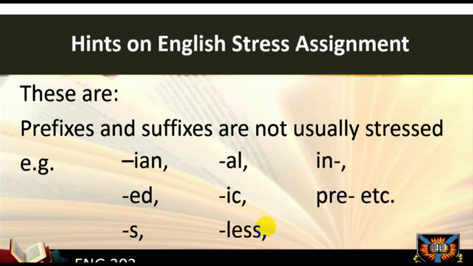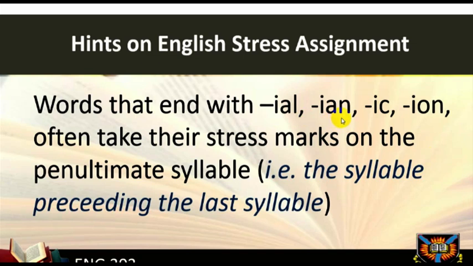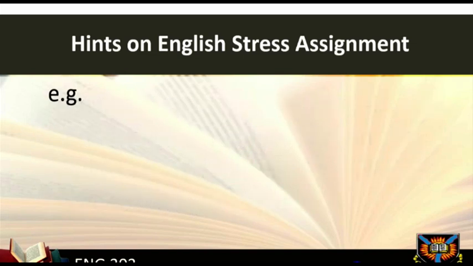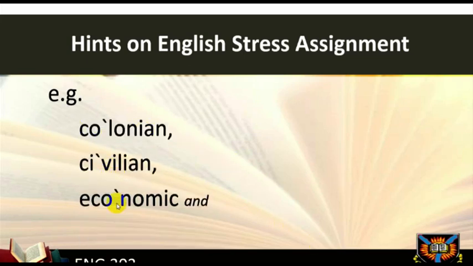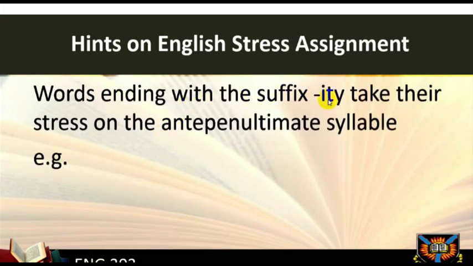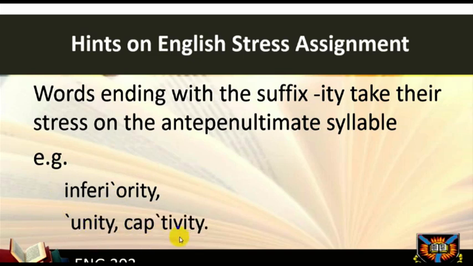2. Words that end with ial, ian, ic, ion often take their stress marks on the penultimate syllable, i.e., the syllable preceding the last syllable, e.g., colonial, civilian, economic, and education. 3. Words ending with the suffix ity take their stress on the antepenultimate syllable, e.g., inferiority, unity, captivity.